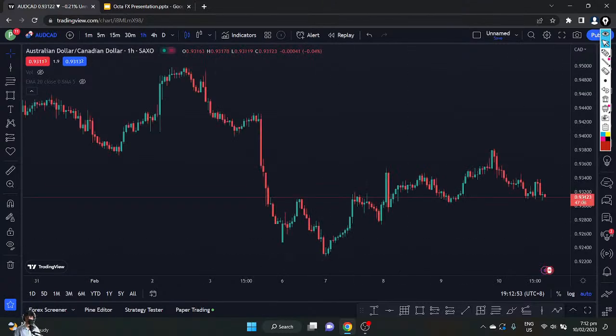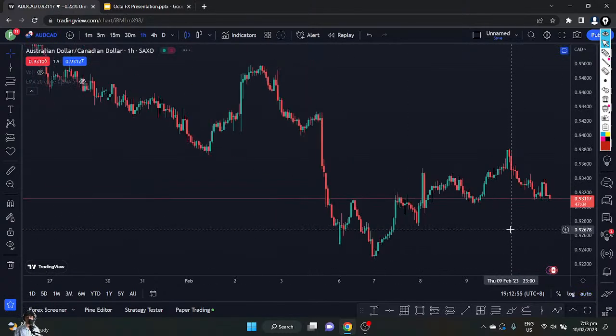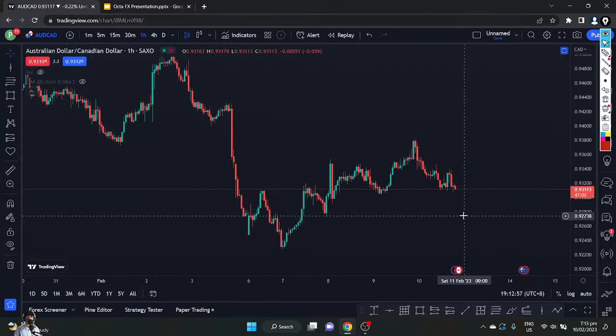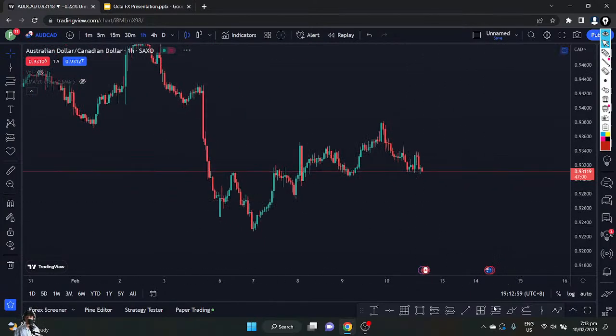Okay? So if we take a look at the live example, so here for the Aussie Canada, this one is a good example. So as we can see, we have a 1, 2, 3 pattern here.